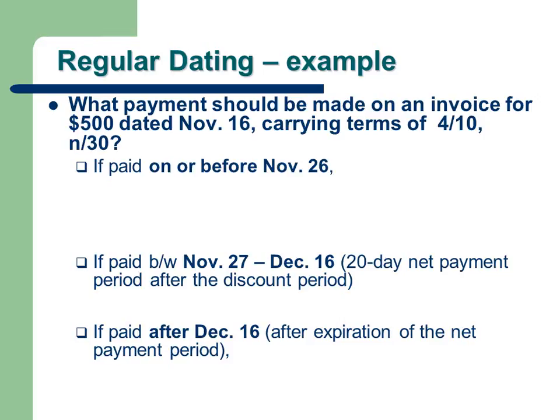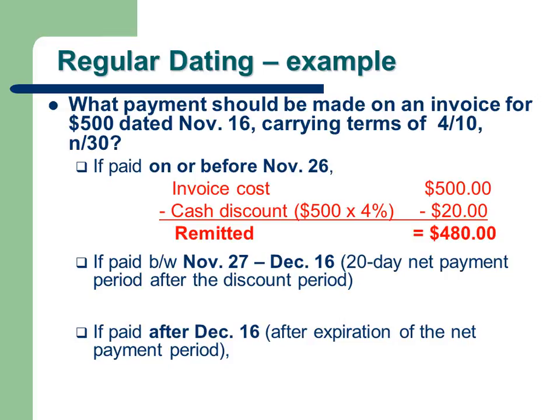So if you pay the invoice on or before November 26th, then you're going to get a 4% cash discount based on this term. You're going to have to pay only $480, because the invoice was $500, but you get a 4% cash discount. So 4% times $500 is $20. You subtract that from your invoice cost, so what you need to remit to the vendor will be $480.